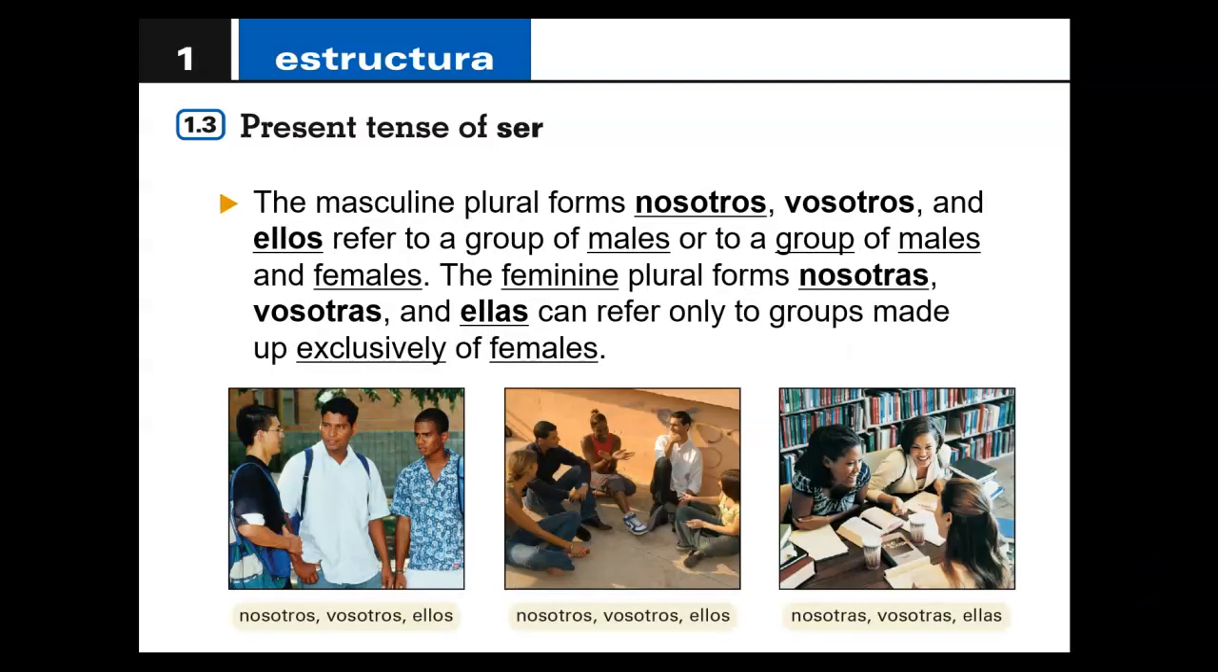The masculine plural forms nosotros, and we skip vosotros, and ellos refer to a group of males or to a group of males and females. So the masculine form is used for both males, or males and females. The feminine plural forms nosotras and ellas can refer only to groups made exclusively of females. So we're going to use the as here for groups of females, and then os. Notice that it has os for males or a group of males and females.